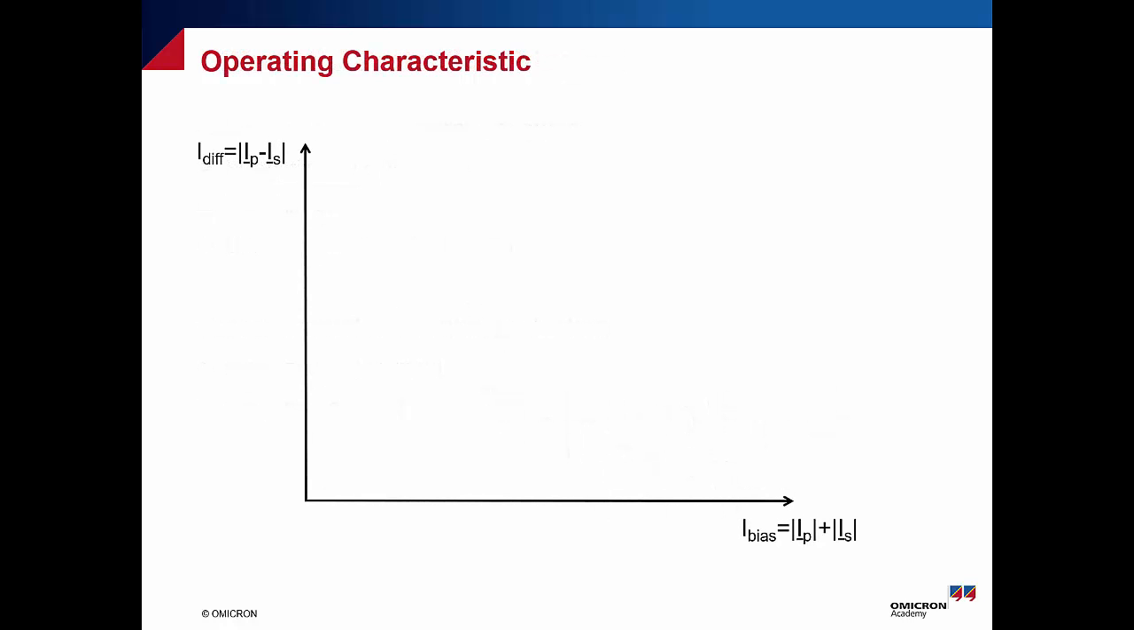Let's see the slope and how we can see the operating characteristic. We have a relation here between the differential and the I bias. As we see here, the differential is the magnitude of I primary minus I secondary, and I bias is the magnitude of I primary plus I secondary. Actually, this is not true in all relay manufacturers, because we have different bias equations. We will talk about that one later. But to simplify, we can use this concept to draw the operating characteristic.